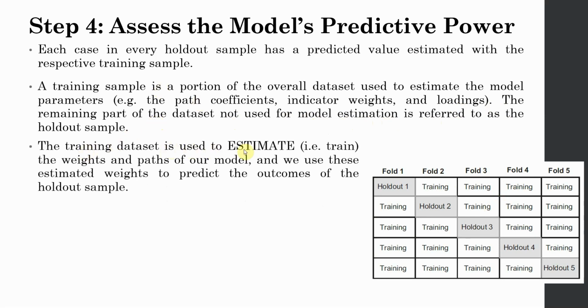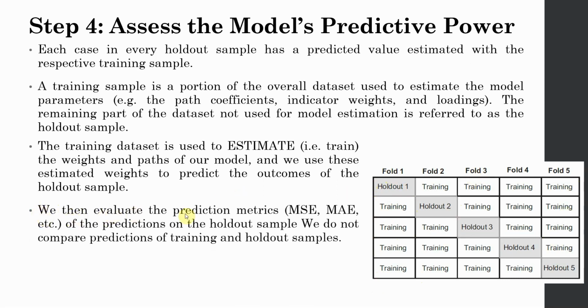And the training dataset is used to estimate, that is, train the weights and paths of our model, and then we use these estimated weights to predict the outcomes in your holdout sample. So in short, your training sample here predicts your holdout sample for each of the folds. And then we evaluate our prediction metrics based on whatever analysis has been done. And there are multiple ways to do this prediction.